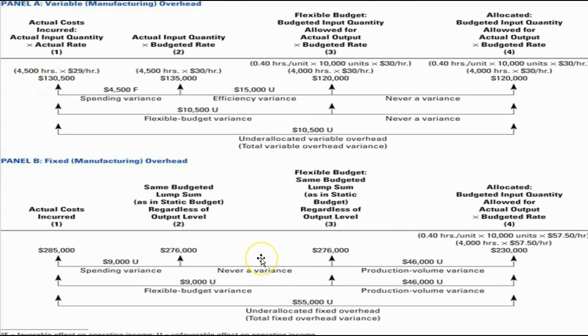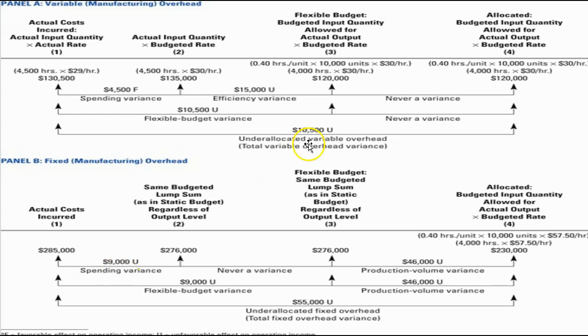Okay, and then for fixed overhead, fixed overhead is actually pretty straightforward. It is your actual costs and then the lump sum. This is actually your static budget, and this is going to be the same. But the far right side is what was allocated. There's one tricky spot in here. The actual minus the budgeted lump is just your spending variance.